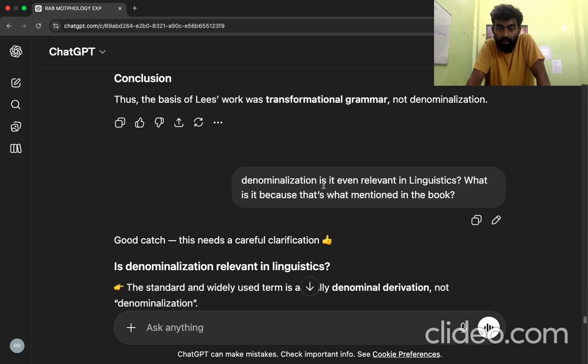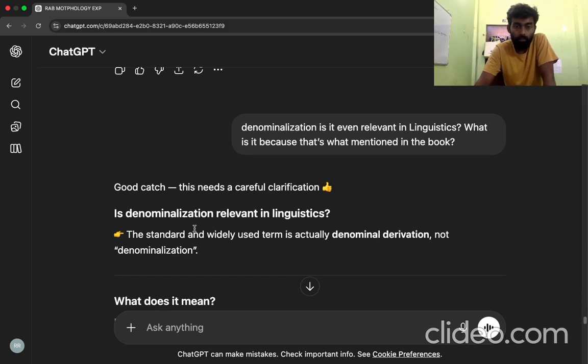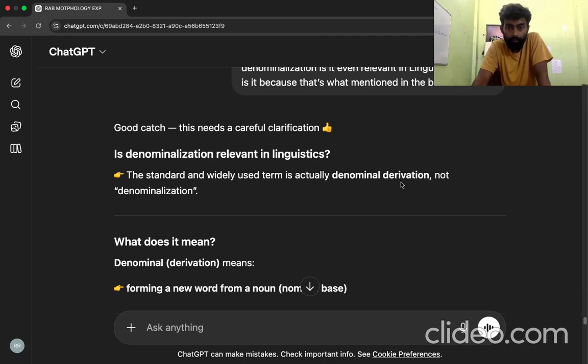Now, denominalization: is it even relevant in linguistics? What is it? Because that's what's mentioned in the book. Good catch. This needs a careful clarification. Is denominalization relevant to linguistics? The standard and widely used term is actually denominal derivation, not denominalization.